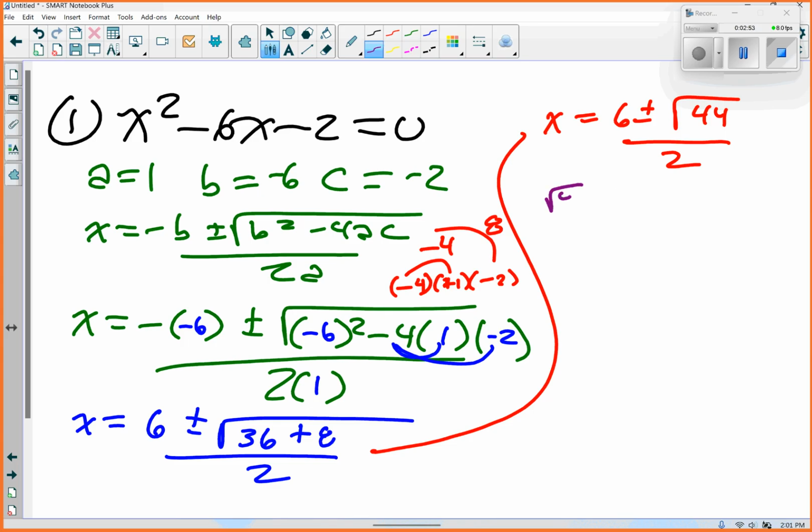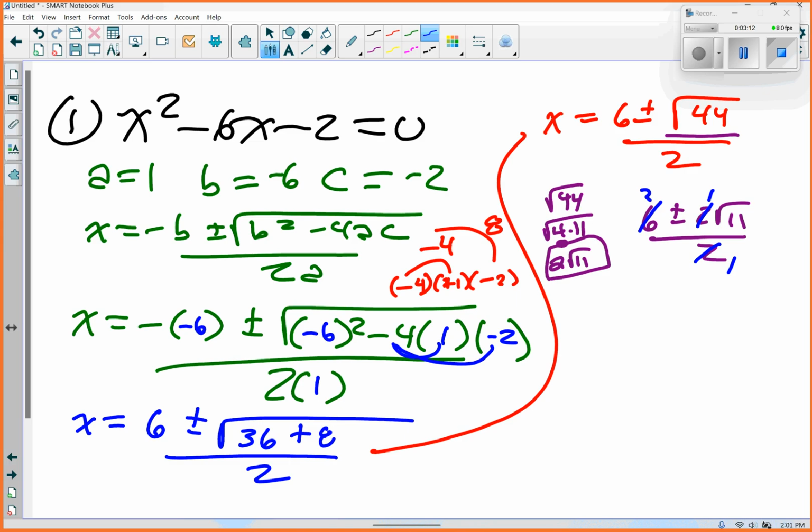So root 44 breaks down to 4 times 11. Agree? So the square root of 4 is 2, so I get 2 root 11. That is going to replace this. So I'm going to get 6 plus or minus 2 root 11 over 2. Agree? 3 plus or minus root 11. This is what x is equal to. Okay? That is your answer. That is 2 answers. It's 3 plus root 11, 3 minus root 11.